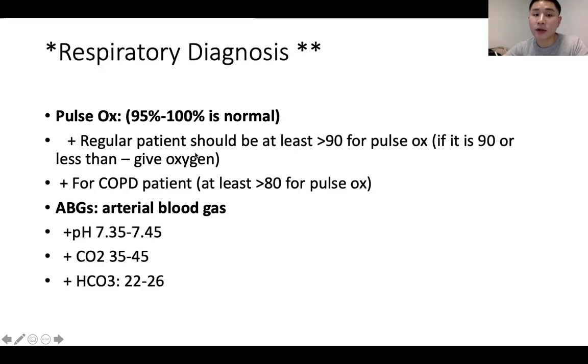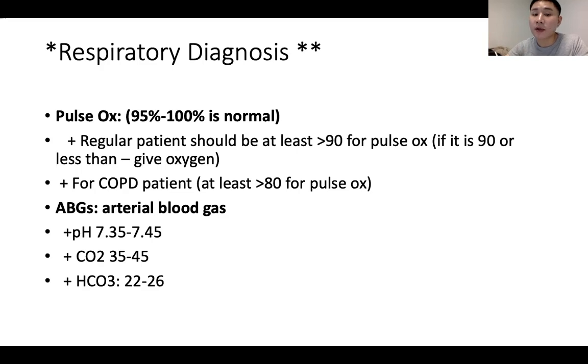For a regular patient, the pulse ox should be at least more than 90. If it's 90 or less, we need to give them oxygen. For COPD patients, at least more than 80. Usually 95 to 100% is normal, but for elderly patients or patients in the hospital, it should be at least more than 90%. If the patient's pulse ox is 89, 88, they should be on oxygen, like 2 liters or something. And especially for COPD patients, these patients are chronic, they live on a low oxygen drive.